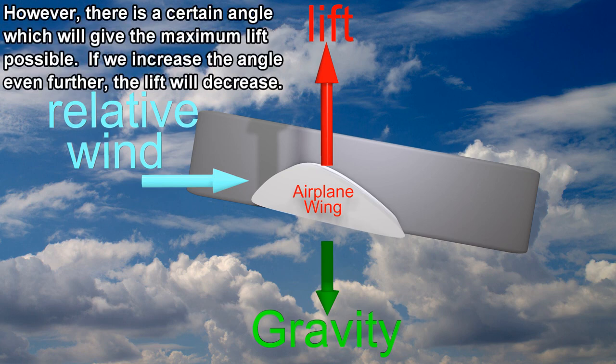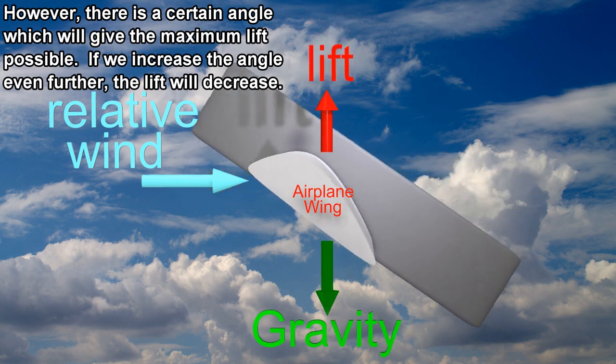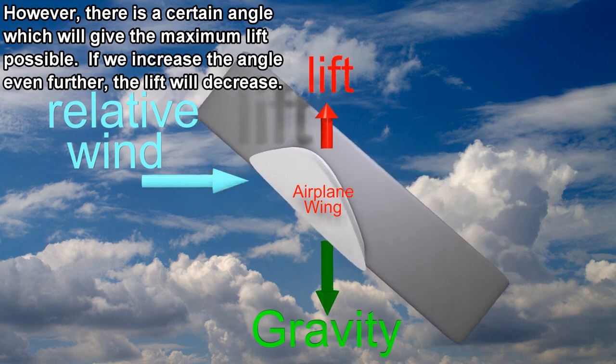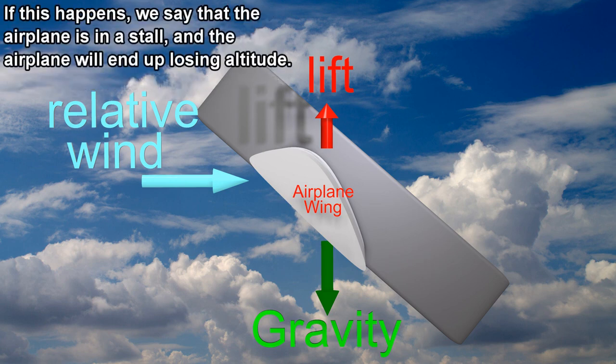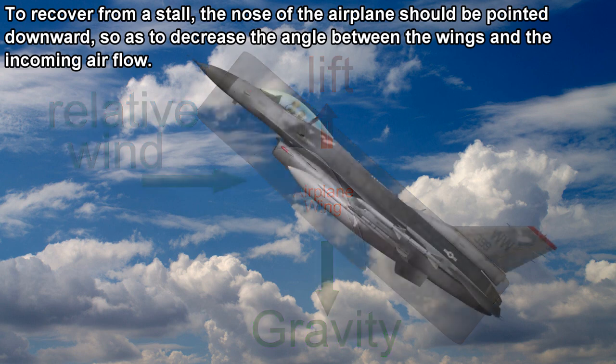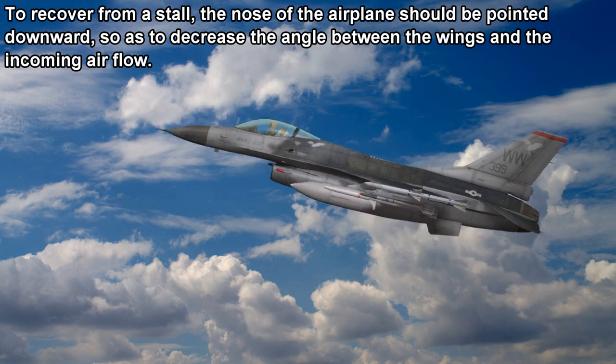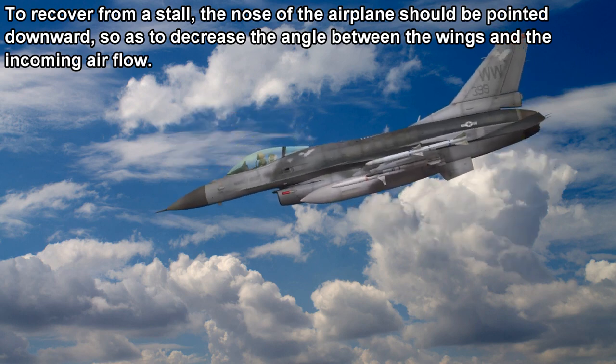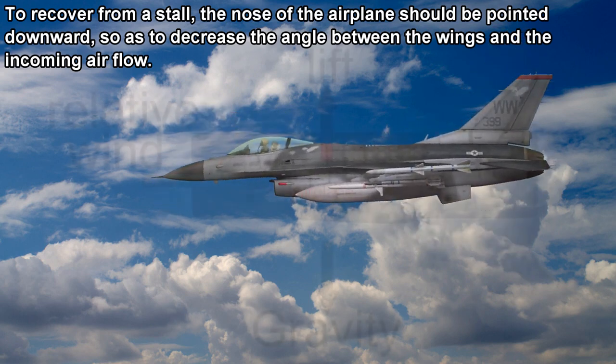However, there is a certain angle which will give the maximum lift possible, and if we increase the angle even further, the lift will decrease. If this happens, the airplane is in a stall, and the airplane will end up losing altitude. To recover from a stall, the nose of the airplane should be pointed downward, so as to decrease the angle between wings and the incoming airflow.